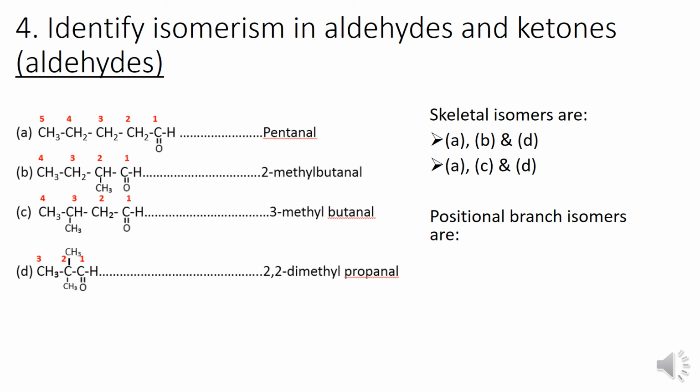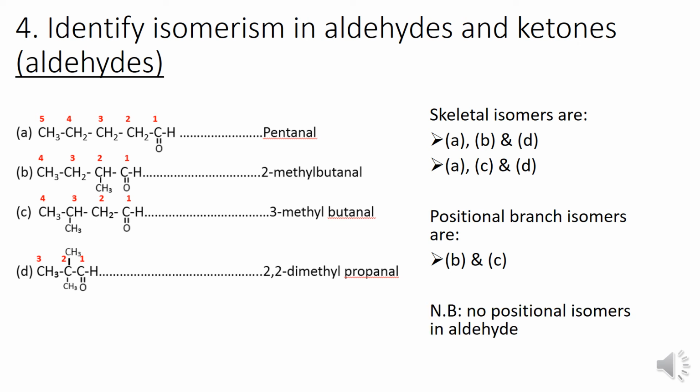So what are positional branch isomers? They have the same molecular formula, the same main chain, the same position of the functional group, but a different position of the same branch. So what are the positional branch isomers? They are B and C. So these are the isomers for aldehydes. Now let's take ketones.